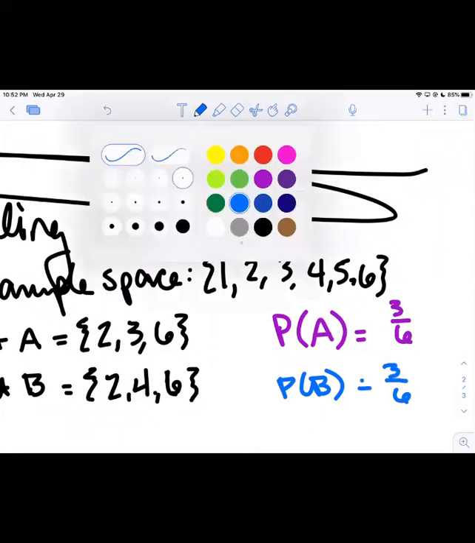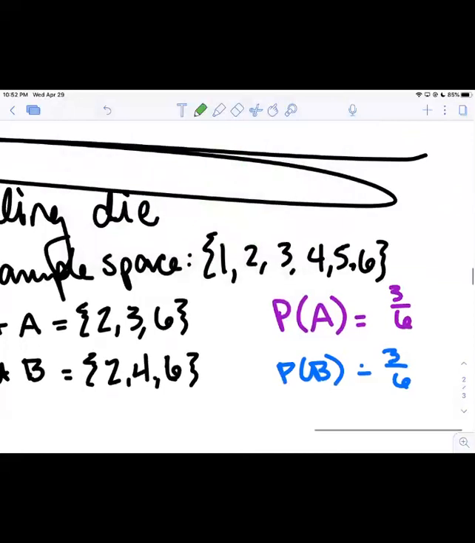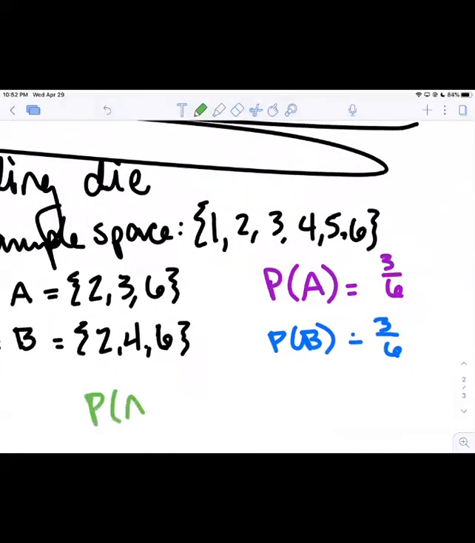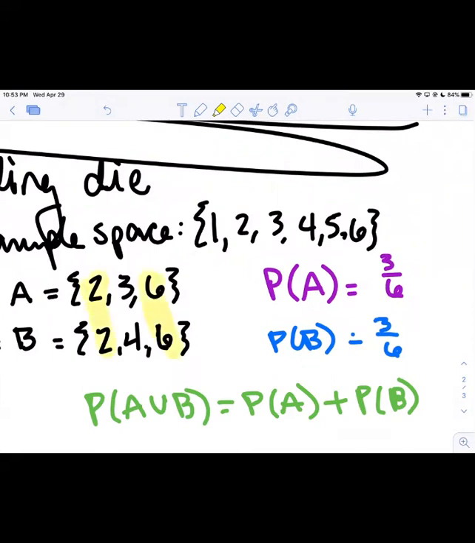Okay, if I'm going to do the probability of them together, probability of A or B, that means that I'm going to add them together, probability of A plus probability of B. Am I going to have an overlap here? Is there something that I'm going to have to take into consideration? Are there numbers that are in both of the sets? Yeah, right? 2 and 6 are in both of the sets. So I do have an overlap.